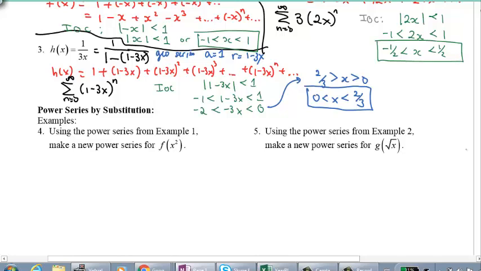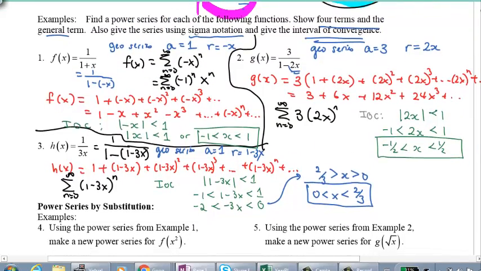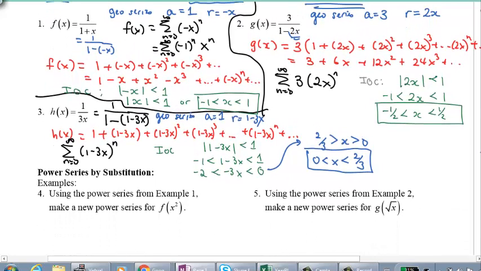So what I mean here is, let's look at our power series from example number 1 again. So that's from above, the f of x equals 1 over 1 plus x. So let me just copy that down right now for us. So f of x is equal to 1 over 1 plus x. And of course, that gave us the power series 1 minus x plus x squared minus x cubed, and so on. Okay, so this is just from example 1.